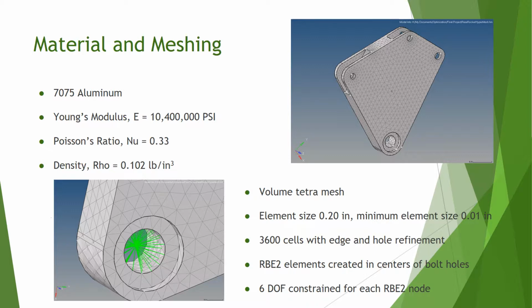It should be fine enough to capture the internal stresses of the part, but ideally coarse enough so that the runtimes are efficient. With the defined cell restrictions, a 3600 cell mesh is created with edge and hole refinements, which are areas that have higher stress concentrations. To properly apply constraints and loading, RBE2 elements are created in the center of each bolt hole. These nodes distribute loading or constraints equally to all dependent nodes located on the interior surfaces of the holes.